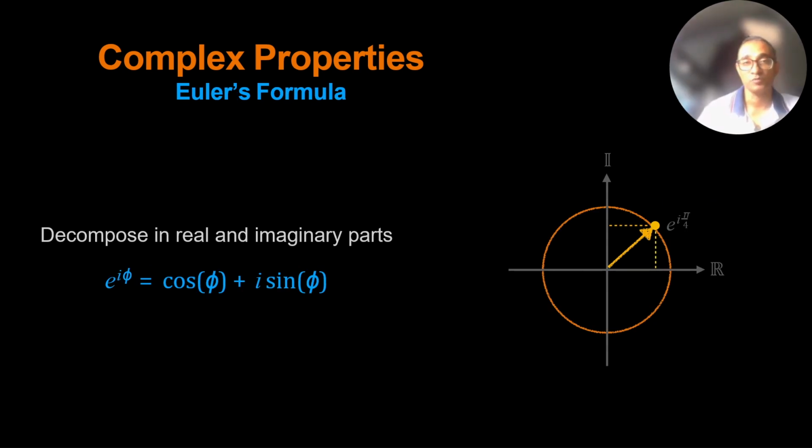Another very important property is Euler's formula, which helps basically to decompose the real and imaginary part. It's represented in the form of a circle such that the formula e raised to the power i phi holds and equals cos phi plus i sin phi, which represents the real and the imaginary component of a complex number.